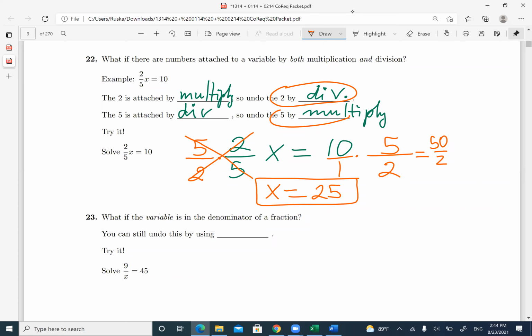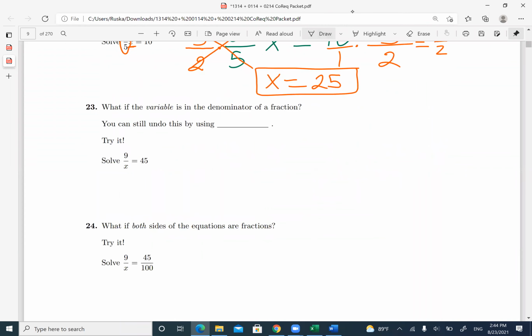So remember, when you have a fraction next to x, see this is a fraction in front of x. If you want to get x by itself, you're going to multiply left and right sides, both sides, by the reciprocal. Reciprocal means the fraction upside down, flip it over, okay? Any questions?